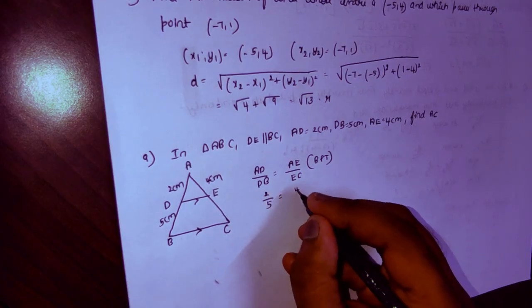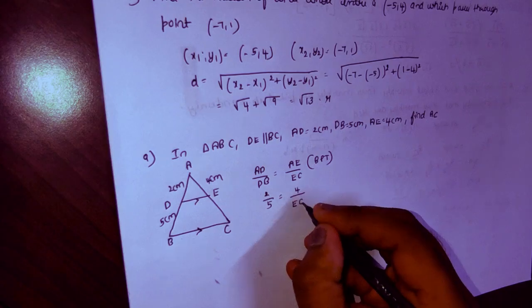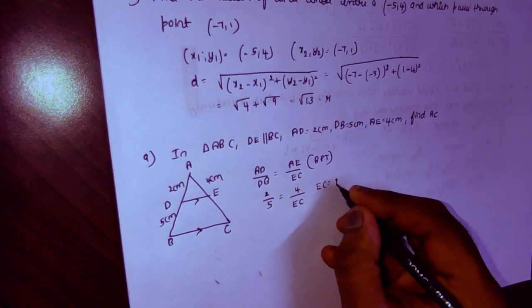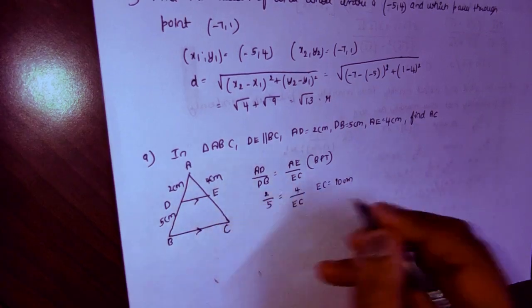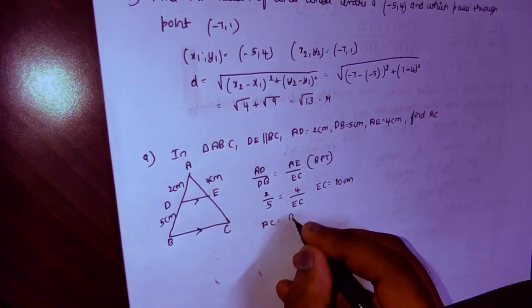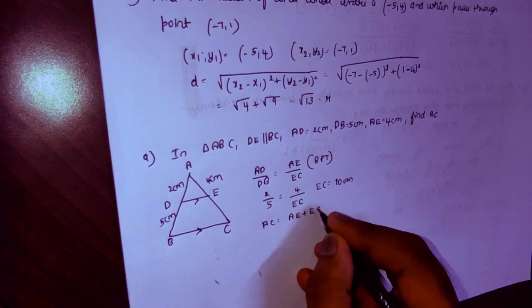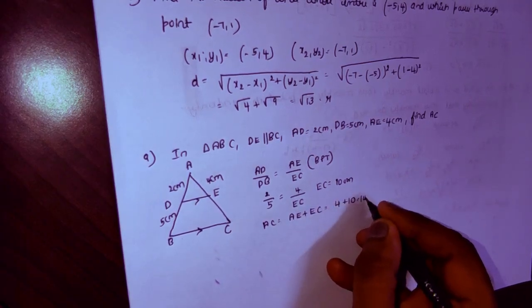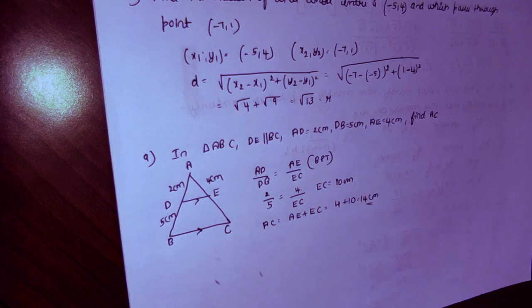2 by 5 is equal to 4 by EC. We will get EC is equal to 4 into 5, 20 by 2, that is 10 cm. We know AC is equal to AE plus EC, that is 4 plus 10, that is 14 cm. The value of AC is 14 cm.